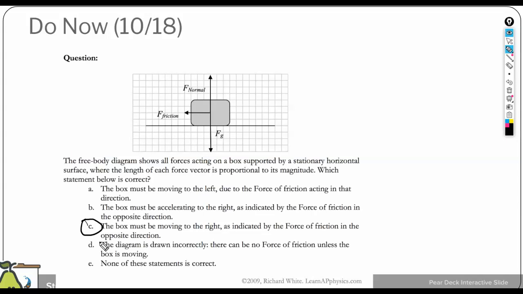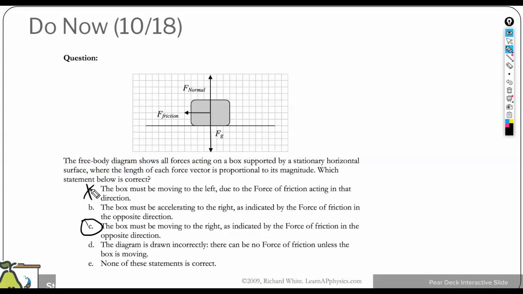A says the box must be moving to the left. If you look at this FBD, what this free body diagram is showing is that this object is accelerating to the left. There is a net force on the box to the left. That is not the same thing as the object moving to the left, though. Remember, a free body diagram does not indicate which way an object is moving. It only indicates the forces acting on an object, and therefore it can also indicate which way the object is accelerating, but velocity and acceleration are not the same thing. Okay, and so I don't want you to look at this and be like, oh, there's an arrow to the left, it must be moving to the left, because that's not the case.